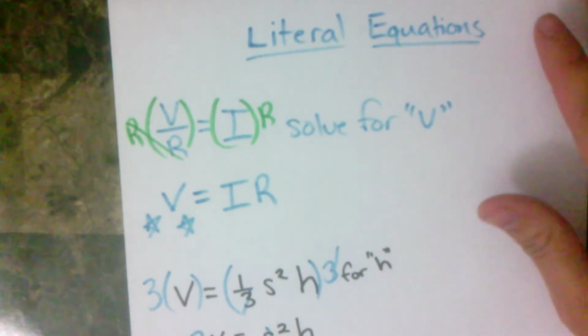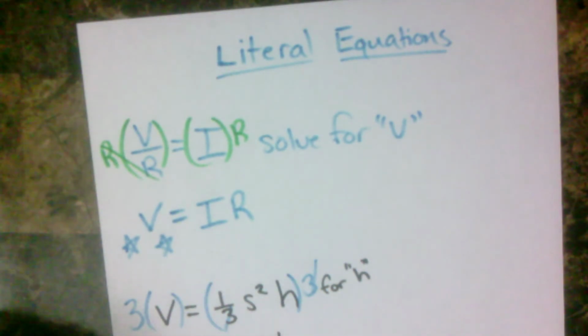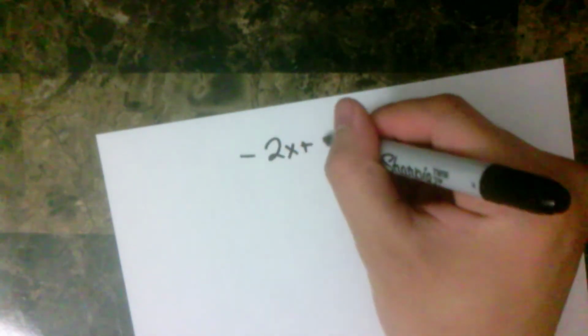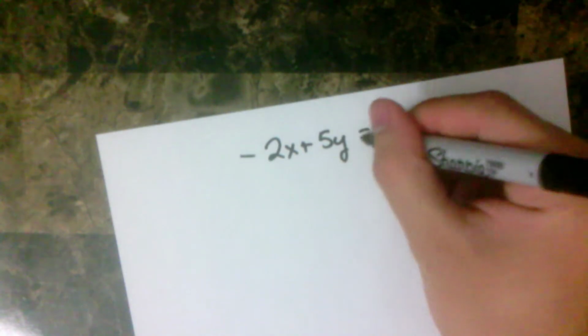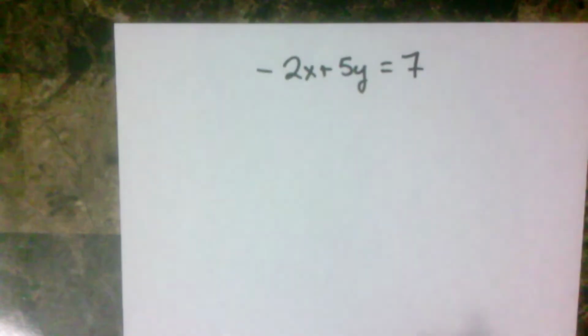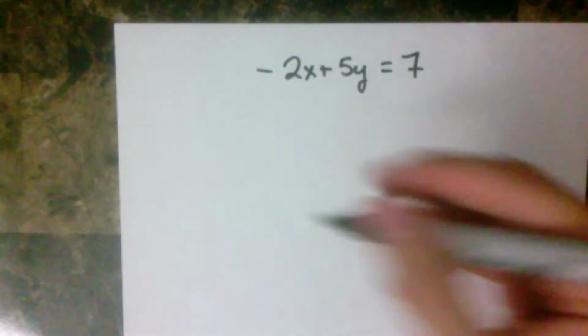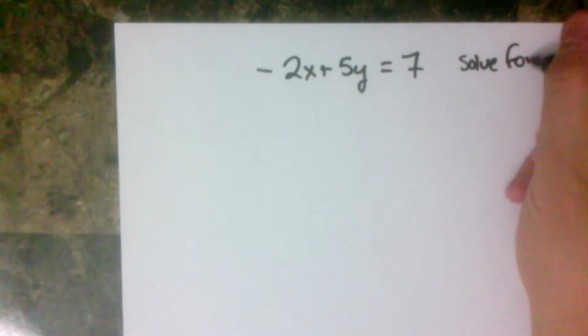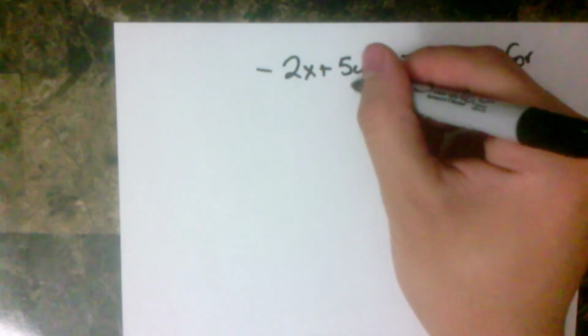Let's go ahead and, just because this video isn't too long, I'm going to add one last example. This one will include numbers as well, just a larger number of numbers. That way we can see what happens with that. Something like negative 2x plus 5y equals 7. And then we want to solve for y. So solve for y.